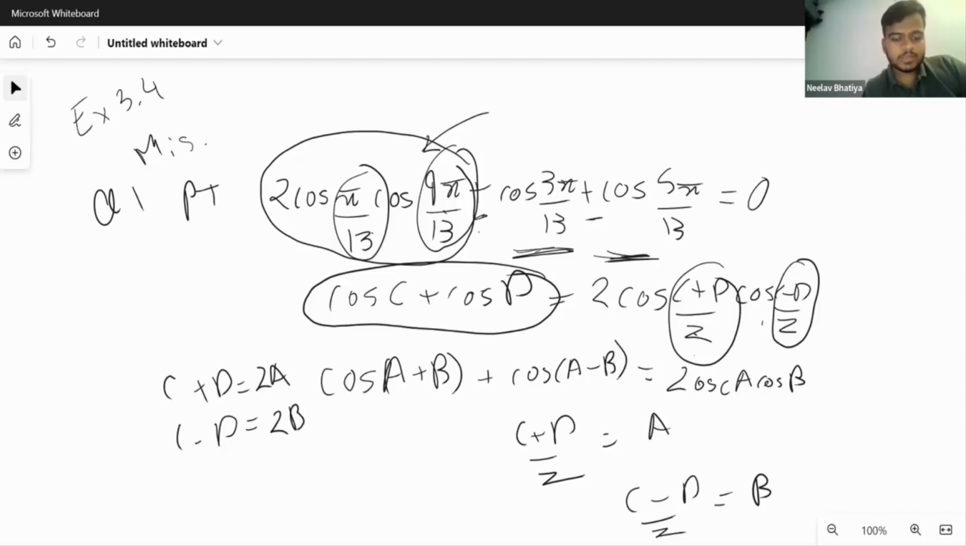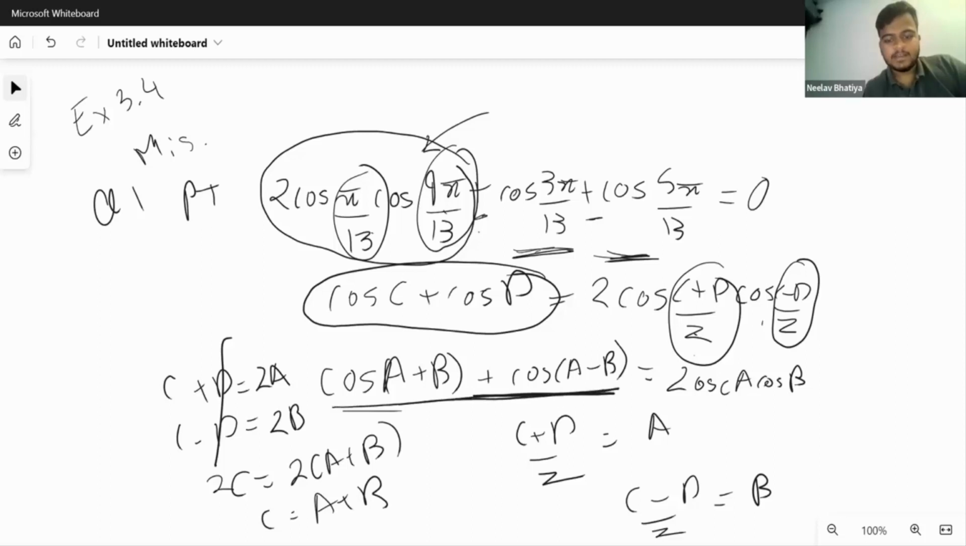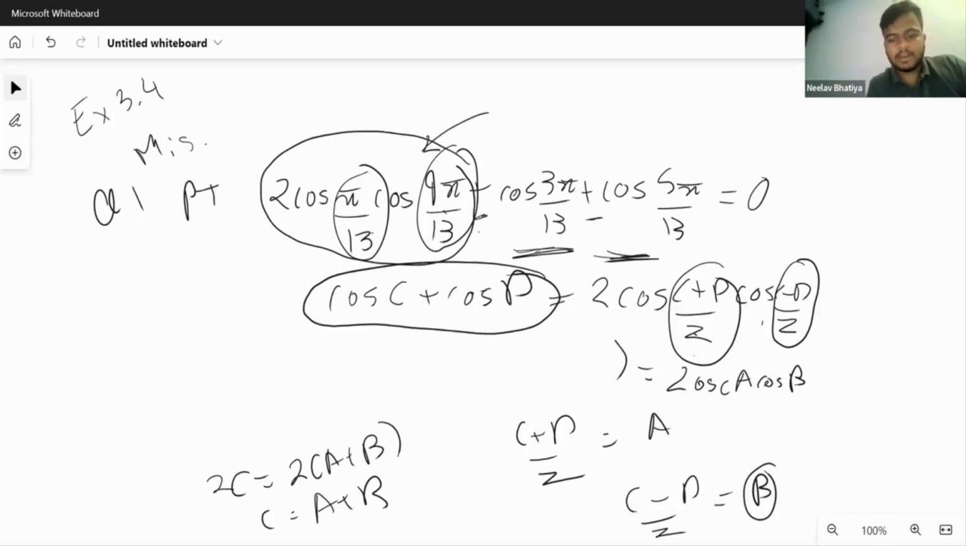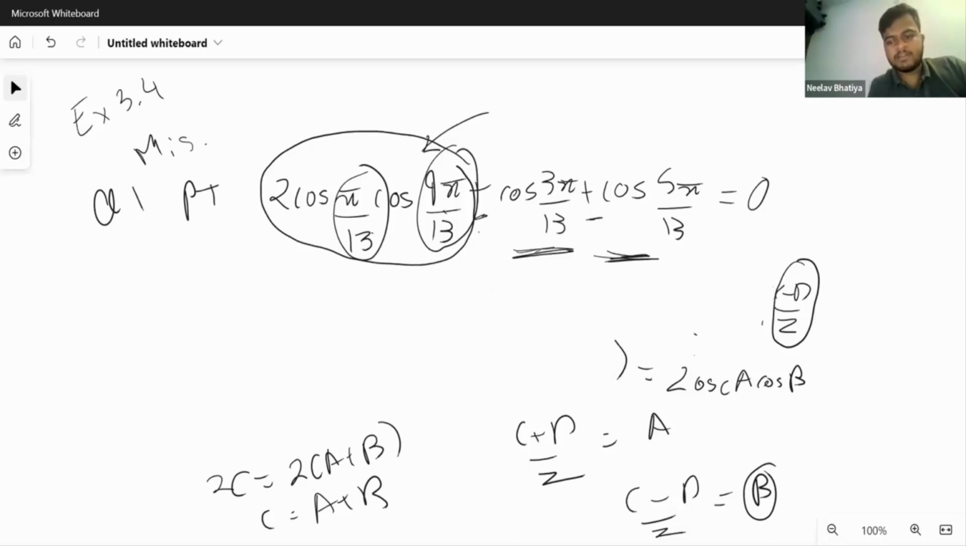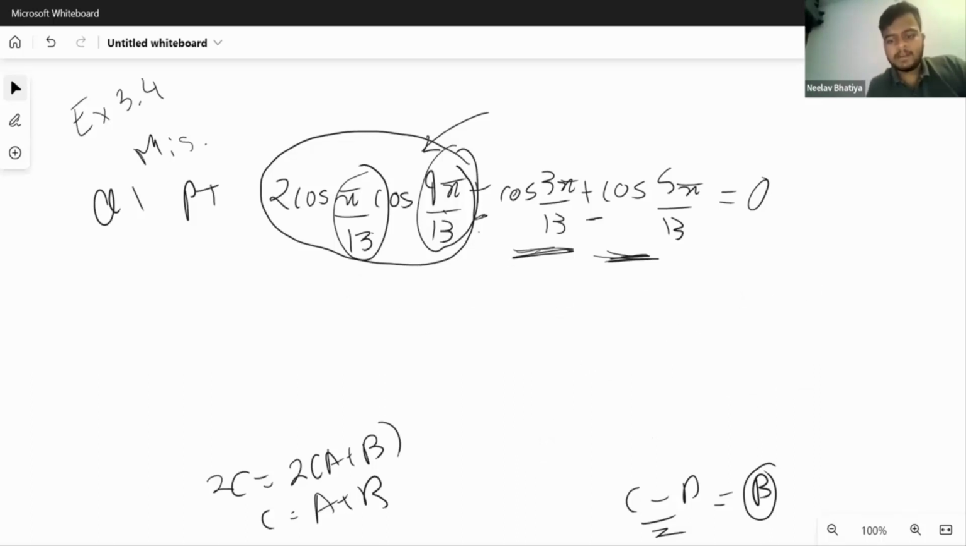Adding these two terms up, I have 2C equals 2 times (A plus B). Does that make sense? Because these two terms cancel out. 2A, I've taken 2 common here. So C equals A plus B. And this is the formula that I wrote for you guys, right? Correct. And similarly, when you do the same calculations for the B term, you'll get A minus B. Correct. So when you solve this, you get that. Let us try and use this formula for our specific question and see where that gets us.